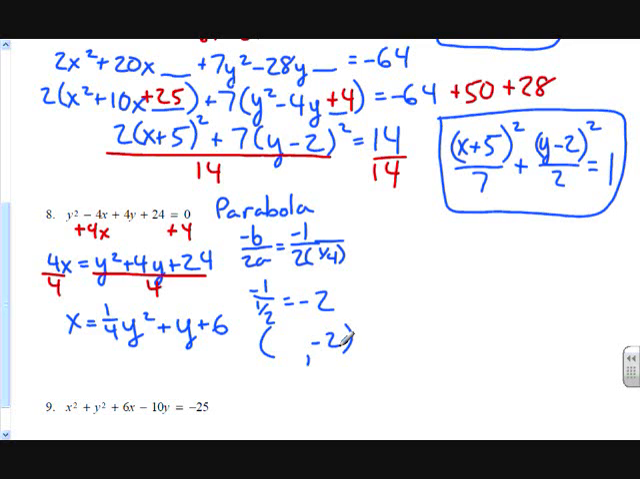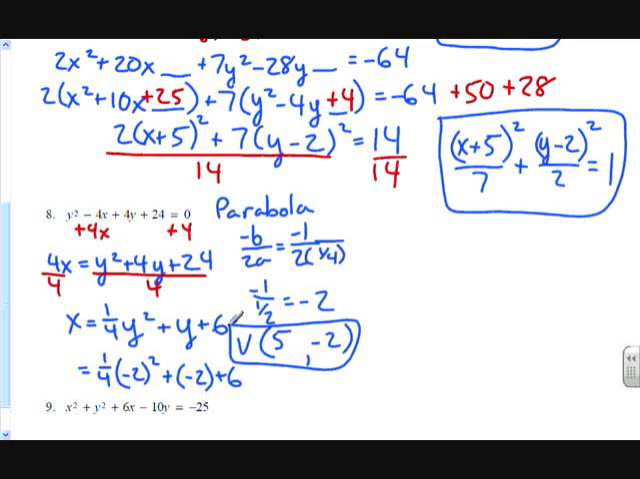To find the x value for my vertex, I just have to plug that back in. So I have to do 1/4 times negative 2 squared plus negative 2 plus 6. Which if I plug that in, that's going to give me a positive 5. Okay, so there's my vertex. So I know it's a parabola and I've got the vertex. The other way to do this is to complete the square to put it in vertex form. So I'm going to do that method.